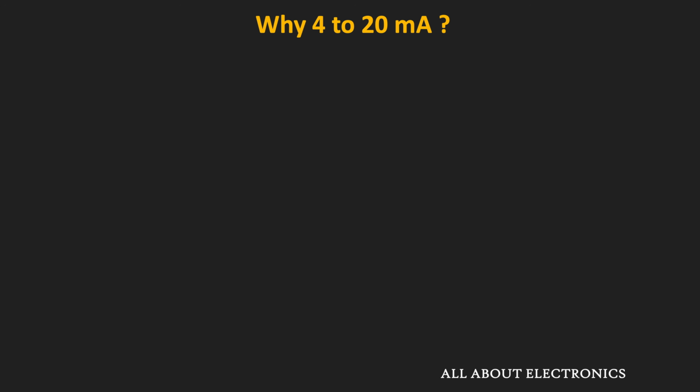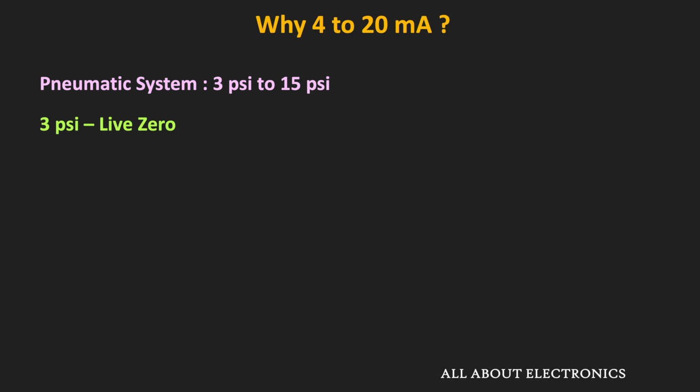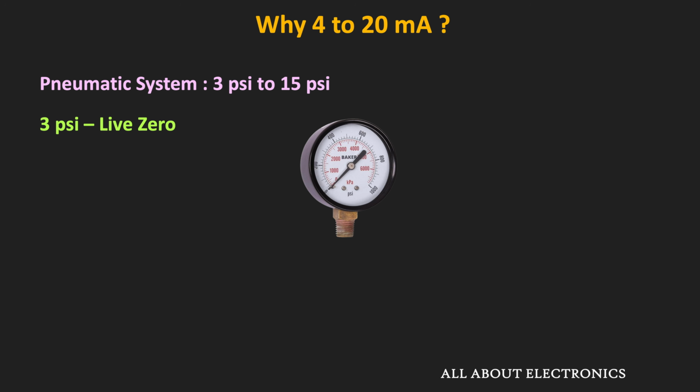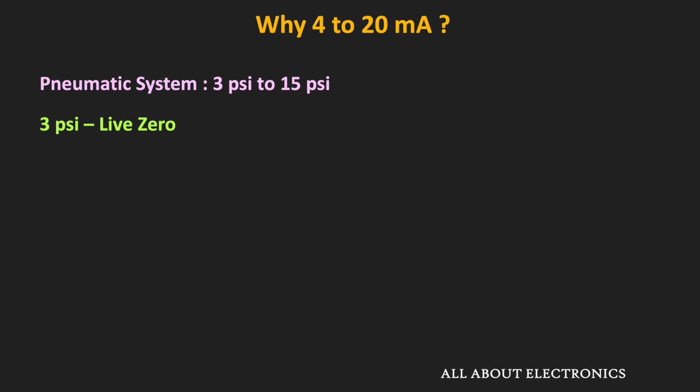But then the question arises, why only 20 mA was selected as the upper range? So the reason is that before the electronic instrumentation became dominant, the industrial plants were running on the pneumatic signal, and the established standard for the pneumatic control was between 3 psi to 15 psi. So at that time, the 3 psi was the live zero. That means if the pressure drops to 0 psi, then the engineer or the technician knew that there is a leak in the airline.